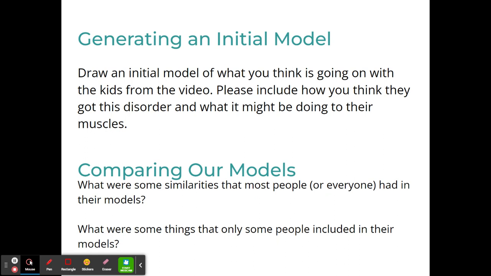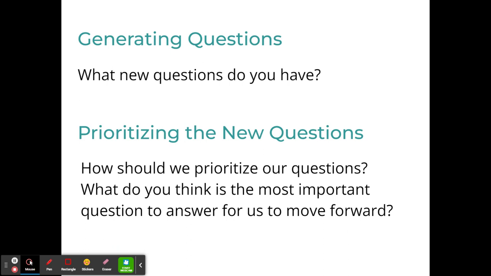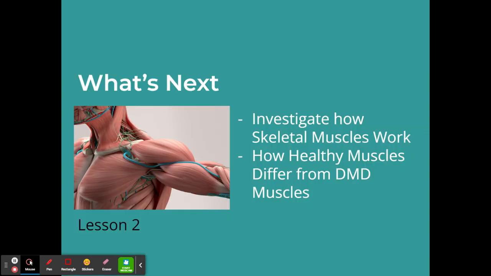So some similarities or differences that we had in our models is that some people's looked a little bit like a timeline. Some people drew larger exterior models, and some of us actually started to draw genes and chromosomes and to say, okay, well, let's look down at the microscopic level to see what's going on. And so we started to generate some new questions.